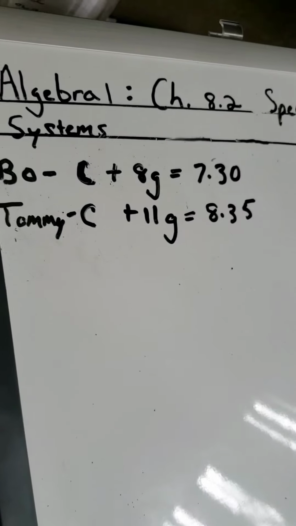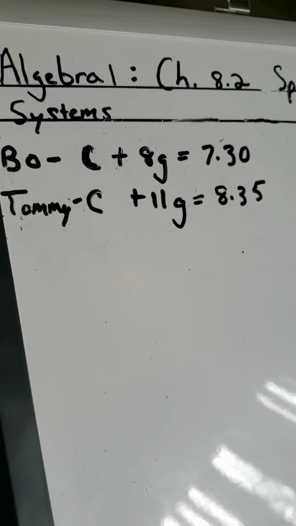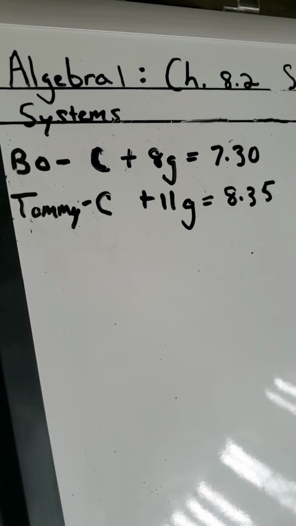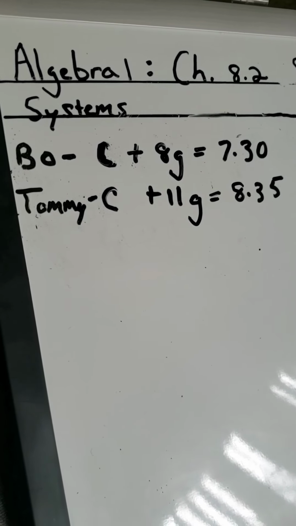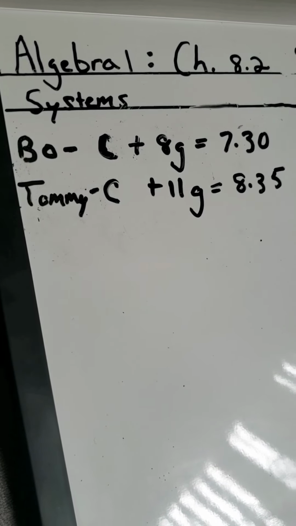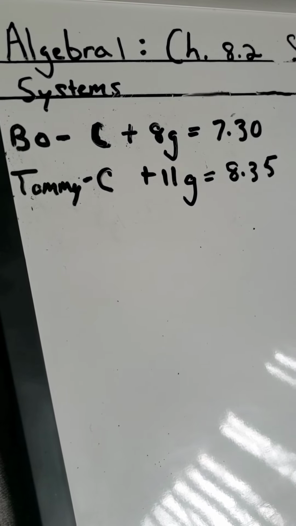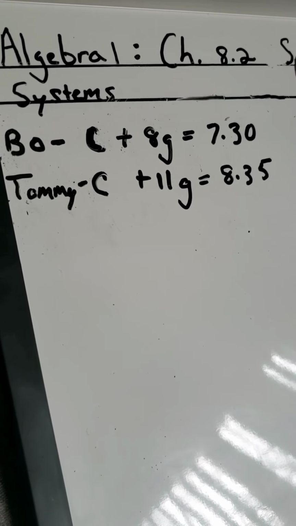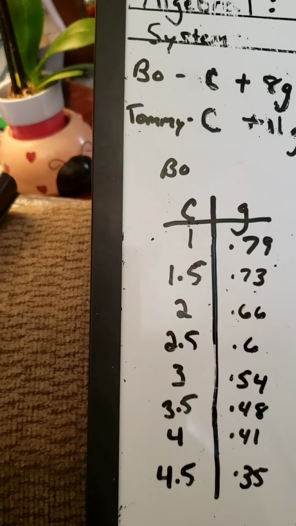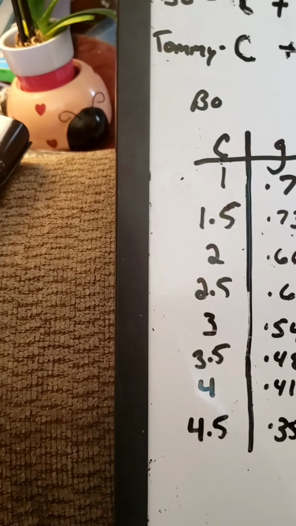$8.35. In order to solve for C or G, I'm going to first give you the C values for both Bo and Tommy.